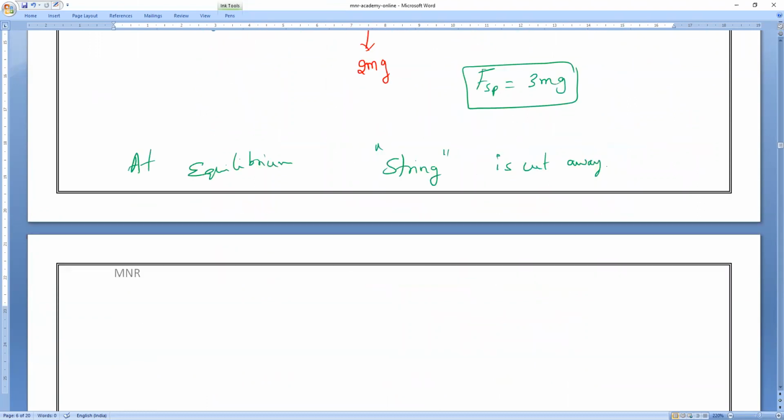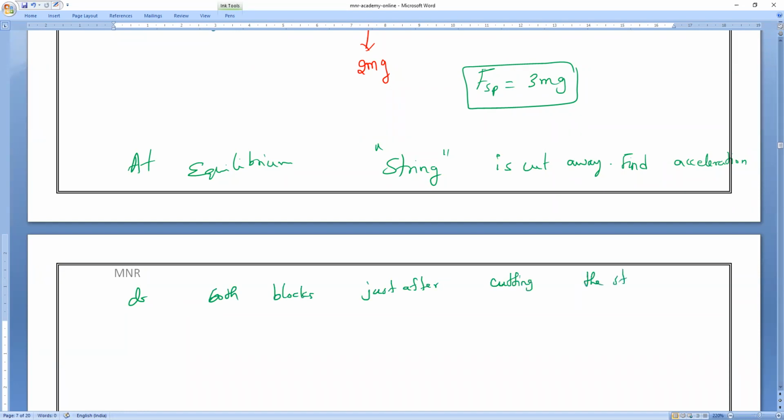At equilibrium, the string is cut away. Find the acceleration of both the blocks just after cutting the string. Is it okay, everybody? Shall we proceed?